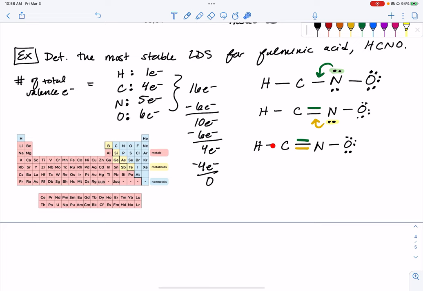All right, so I've got 2, 4, 6, 8 on the carbon, 2 on the hydrogen, so duet is met here. 2, 4, 6, 8. Octet is met here. Nitrogen, 2, 4, 6, 8. This has met octet. And oxygen, 2, 4, 6, 8. This has met octet. So this is one of our versions of this molecule that we could potentially draw, right? This is valid. This has all the octets and duets that are made. No big deal.